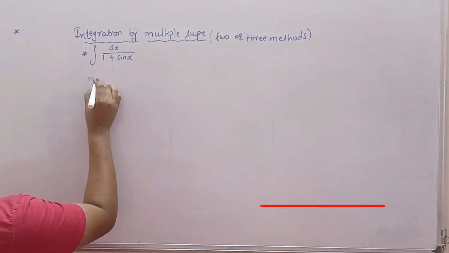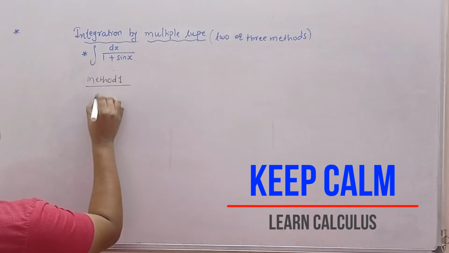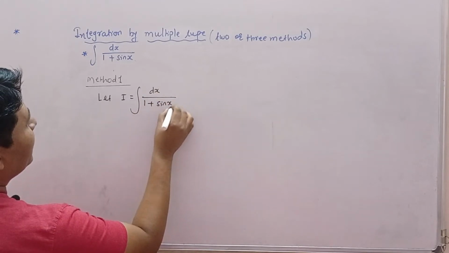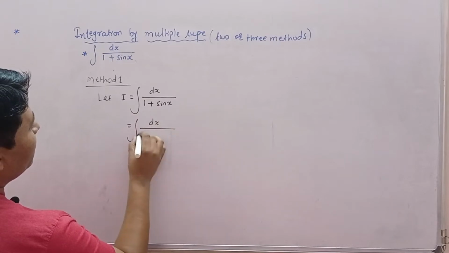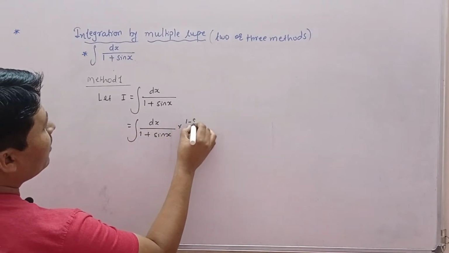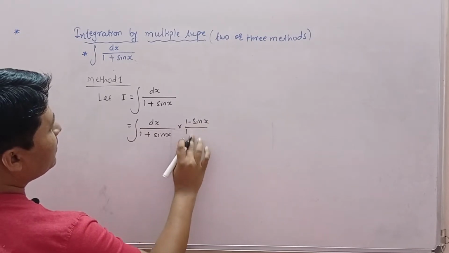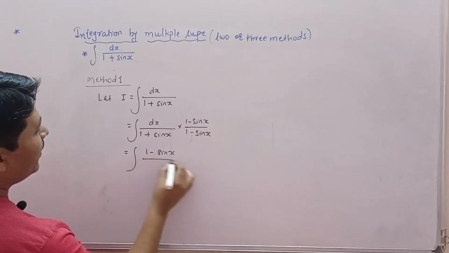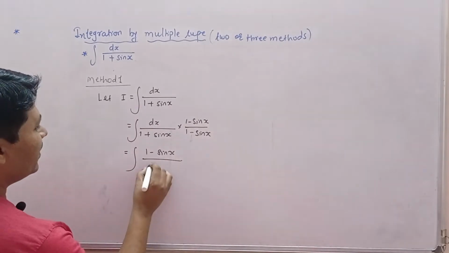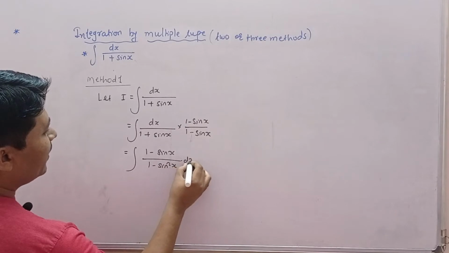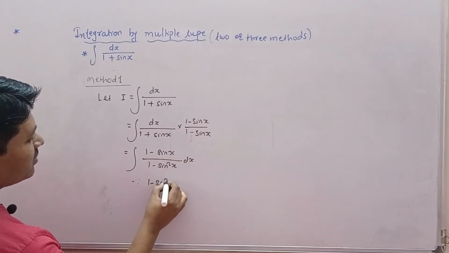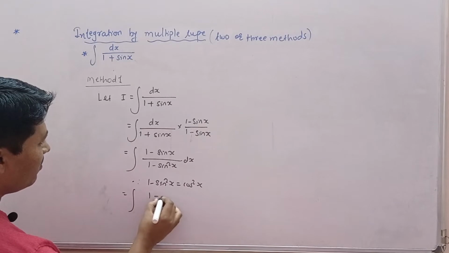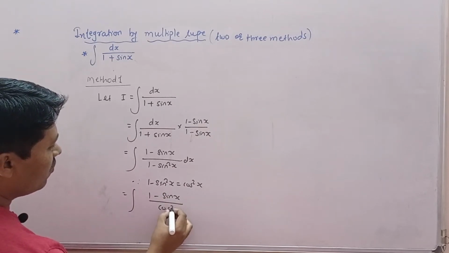Method 1. Let I equal the integral of dx upon 1 plus sin x. Now I can multiply both numerator and denominator by 1 minus sin x. Then the denominator becomes 1 minus sin square x, and we know that 1 minus sin square x is equal to cos square x. Therefore this integration becomes the integral of (1 minus sin x) divided by cos square x dx.